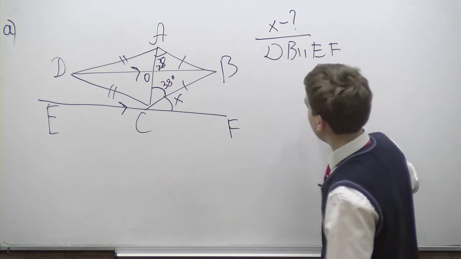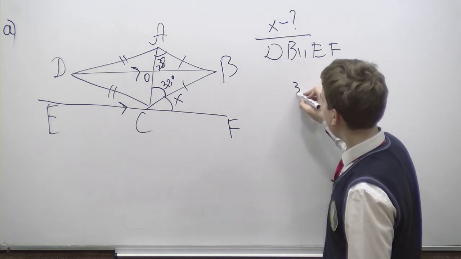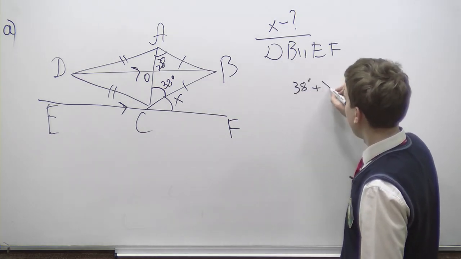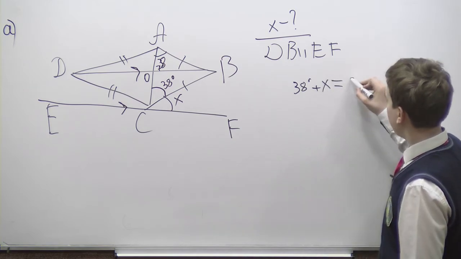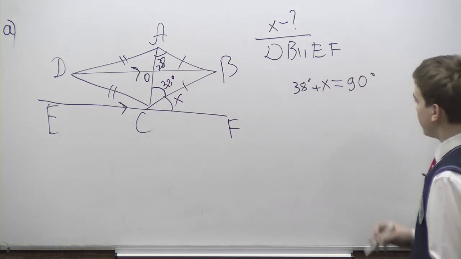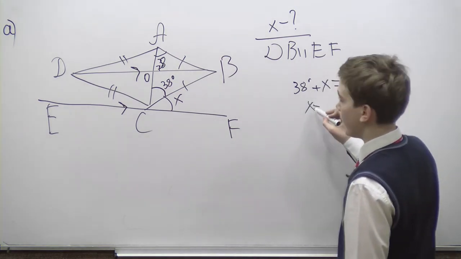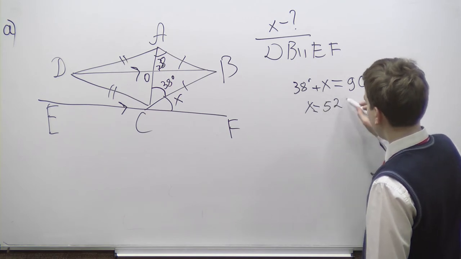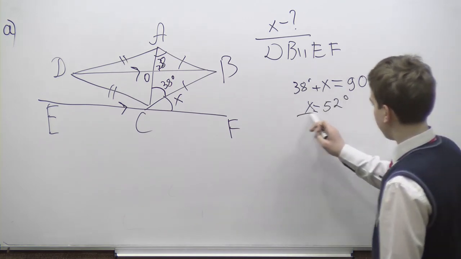So 38 degrees plus angle x is equal to the right angle, 90 degrees. From here I can find x. It is equal to 52 degrees. So that's the answer.